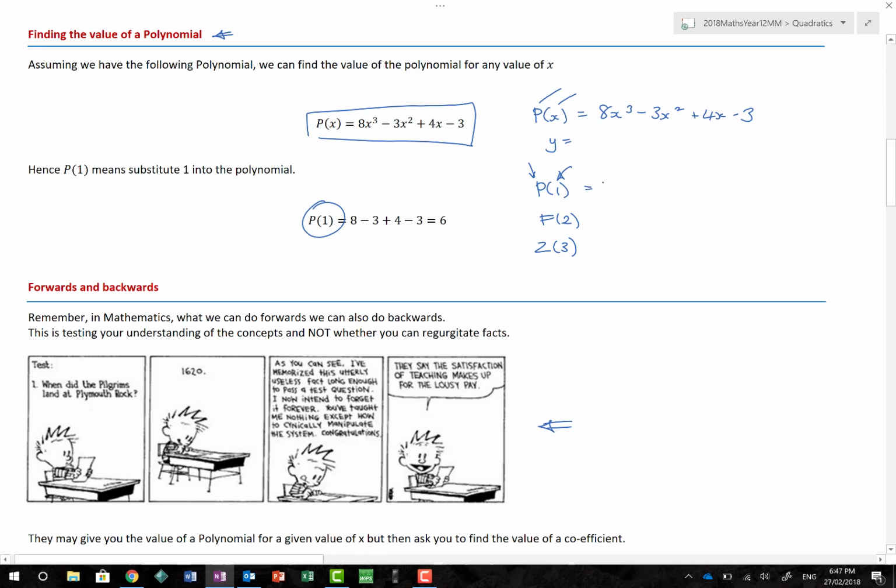And if you notice, what do we notice? They are basically the same. What has happened? X has been replaced with the value of 1, and that's what it's asking in the question. So here, if I look at directly substituting 1 in, well, I get 8 times 1 cubed minus 3 times 1 squared plus 4 times 1 minus 3, which when we simplify that gives me 8 minus 3 plus 4 minus 3, and 6.